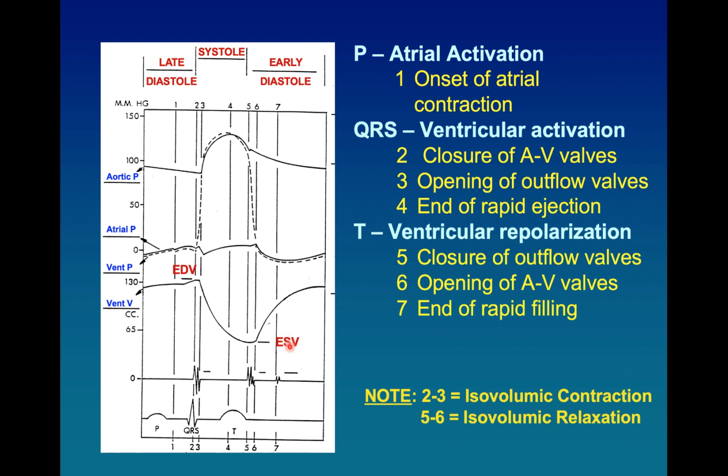So again, if you struggle with this, here's the point of all this. Match up P with what's going on in the atrial pressure, and match up the QRS complex with what's happening in the aortic pressure and ventricular volume.